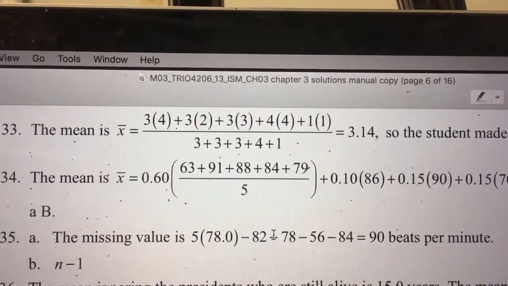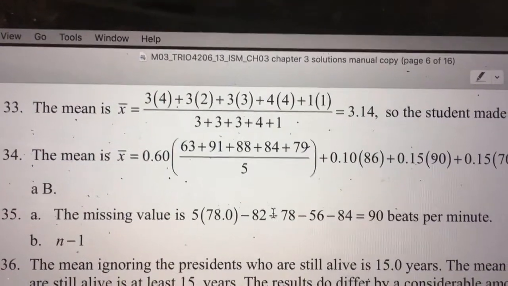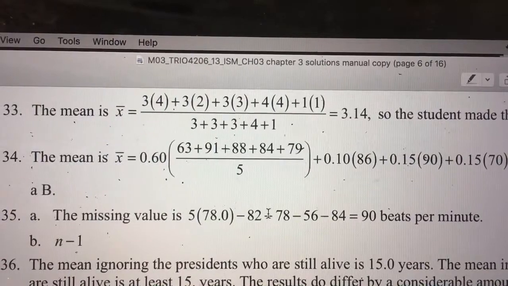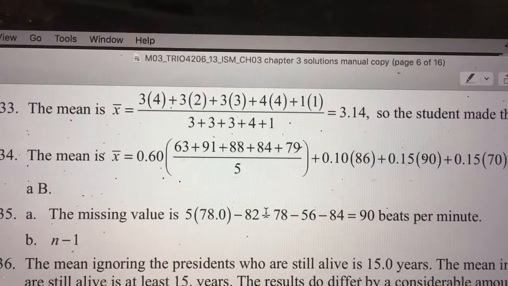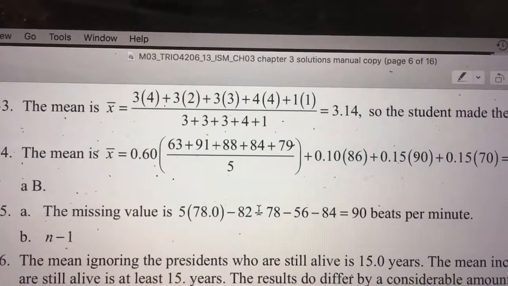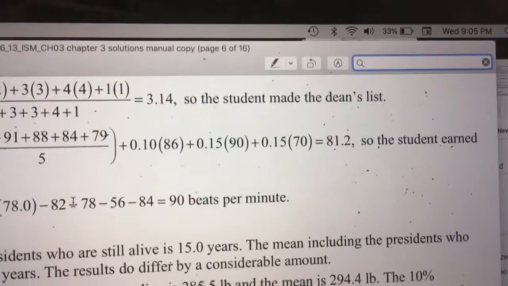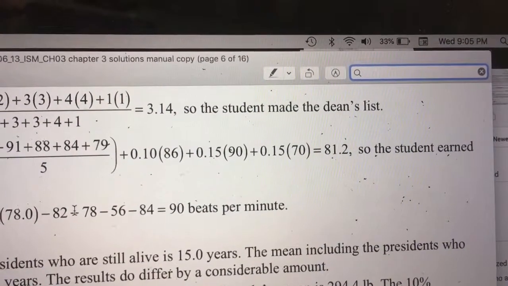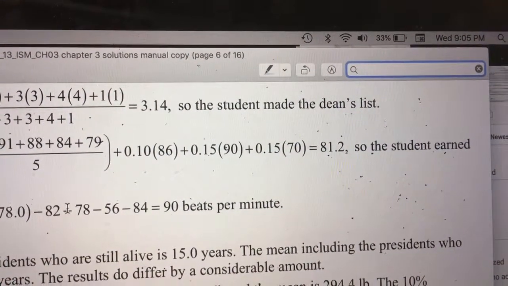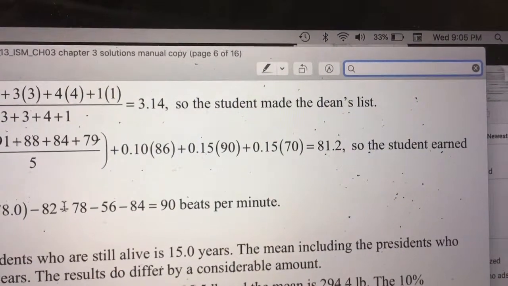Here's the calculation as it was made in your answer key. And all they're doing is adding up what I just added up and dividing by the total number of hours the student took that semester. And since he got a 3.14 and a 3.00 was needed for the Dean's List, he made the Dean's List. That was the end of problem 33.